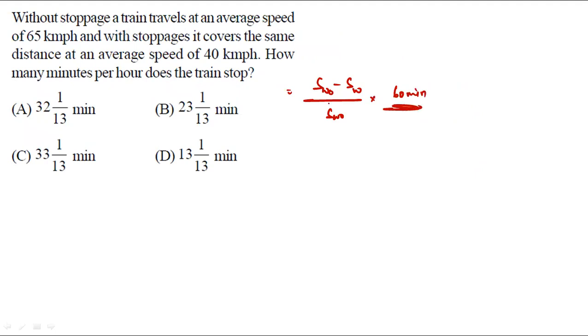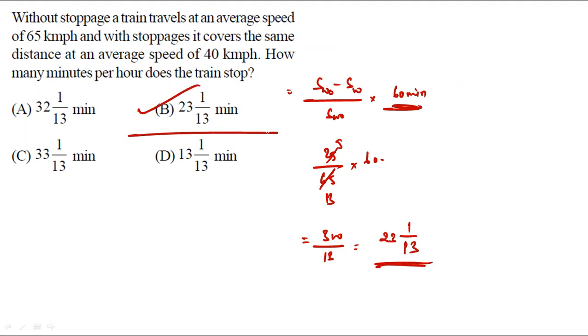In 1 hour now, speed without and speed with is how much? 25 divided by 65 into how much? 60. Cancel it. 5 by 13, so it is 300 by 13. 13 2s are 26, remaining is 4. 13 3s are 39. So 23 1 by 13 is the answer. For every 1 hour, it stops 23 1 by 13 minutes.